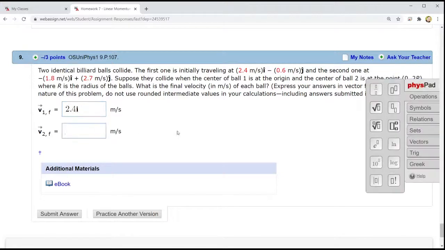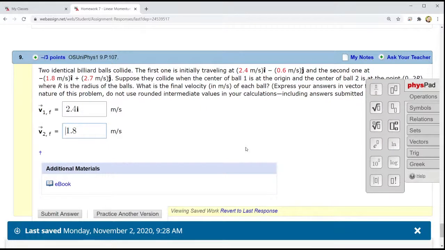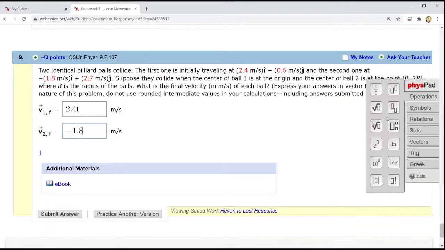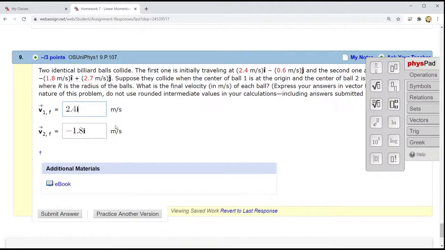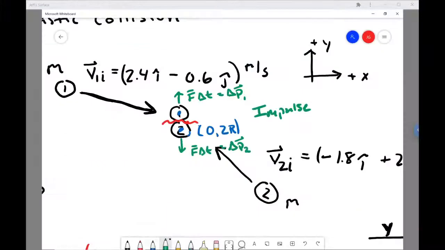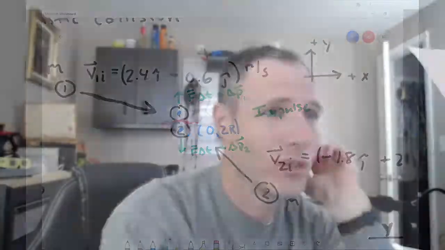Okay, and the horizontal component of ball 2's momentum is going to be the same. It's 1.8 kilogram meters per second. Well, the masses are the same, so this is just going to be, negative sign missing. Here we go. So what remains is to figure out the y component. So Holly has some intuition here about what's going to happen.